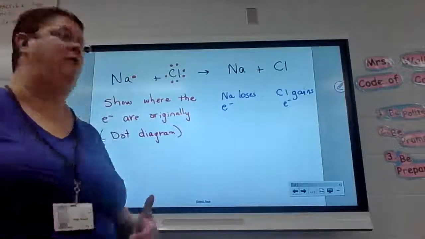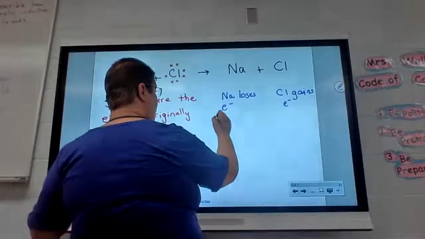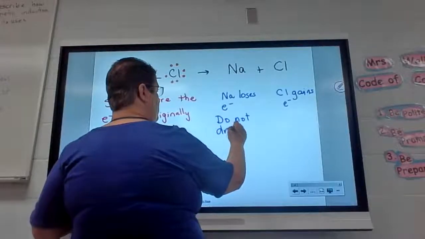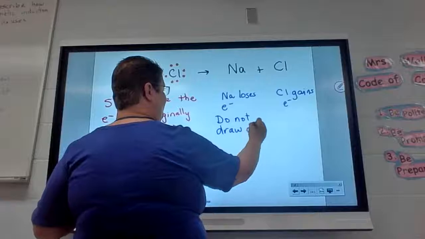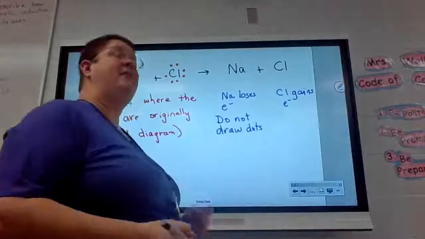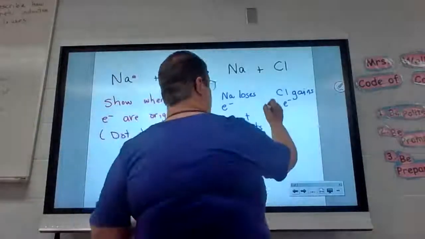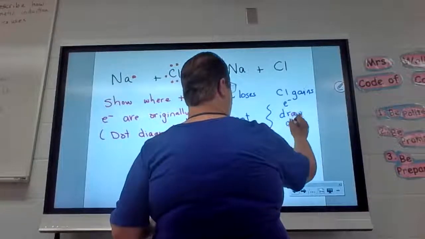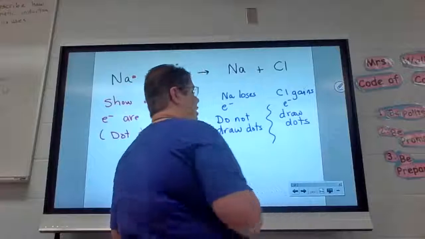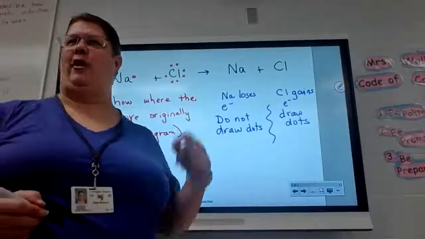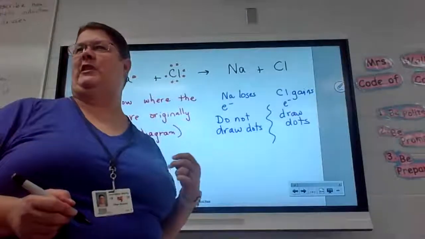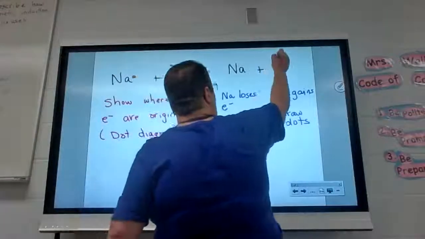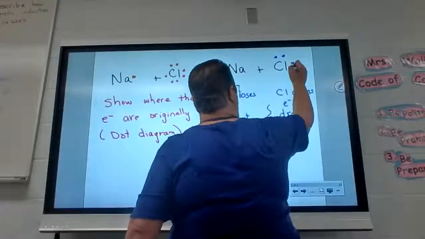All right, so if Na loses the electron, do not draw the dots. And if you gain the electrons, you draw the dots. So Na lost dots, so we're not drawing any. How many dots will Cl have if he gained one? 8. So we're going to draw 8 dots on chlorine.